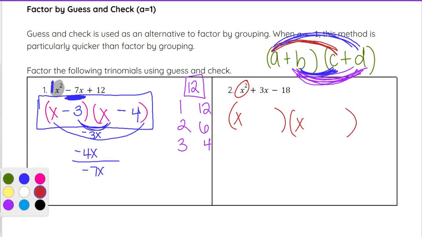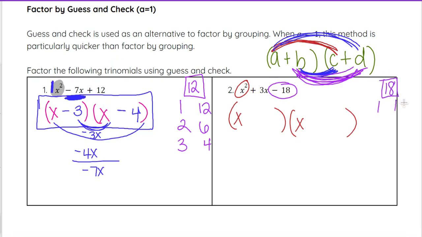And then we look at that 18 at the end of the parentheses. And I know it is negative. We'll come back to that in a minute. But looking at just the 18 in general, the factors of 18 are 1 and 18, 2 and 9, 3 and 6. 4 doesn't work. 5 doesn't work. We're back to 6, which is already on our list.